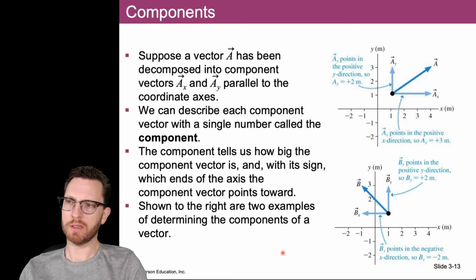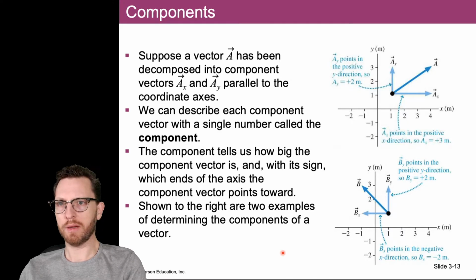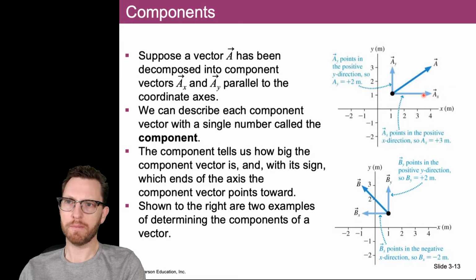Each component vector can be described by a single number. The component tells us how big the component vector is in that particular direction. And the sign is going to tell us the direction that the vector points. Let's look at these two examples to the right to see what we mean here. Here's vector A. We can decompose it into Ay and Ax, our two component vectors.